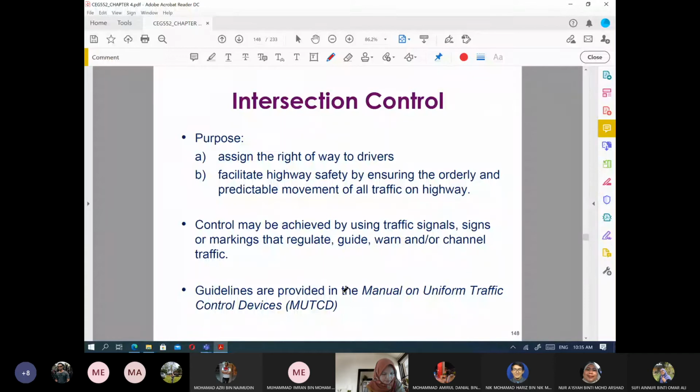Intersection control, so how we control, the purpose is actually to give the right of way to the drivers. So kalau you tengok the term ROW is right of way lah. Okay, to facilitate highway safety by ensuring the orderly and predictable movement. Control may be achieved by using traffic signals, signs or marking that regulate, guide, warn or channel traffic. And the globally used guideline is actually this MUTCD lah, Manual on Uniform Traffic Control Devices. Okay, kalau Malaysia punya JKR arahan teknik jalan dia tak provide, so kita akan refer pada MUTCD ni lah.